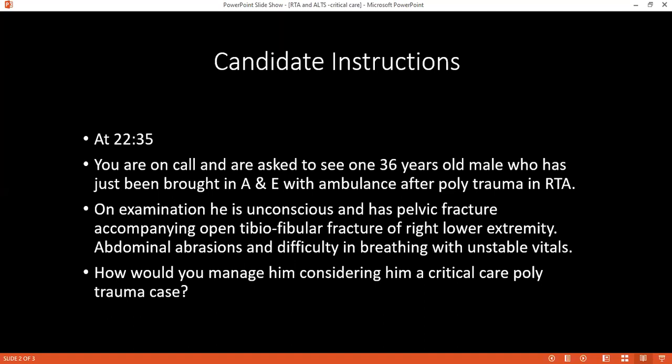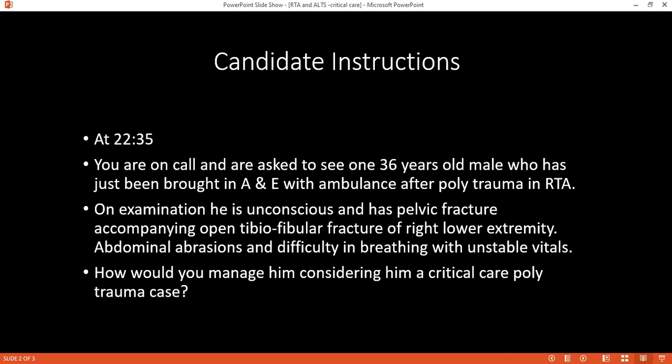Right. So if you have read and understood, considering the critical care scenario, kindly tell me how do you plan to manage this patient now? Okay, I will manage according to the Advanced Trauma Life Support. I will check the airway. If the patient can speak, then I will proceed.